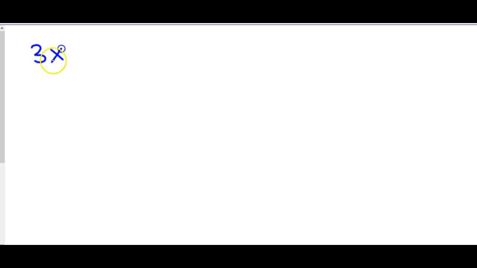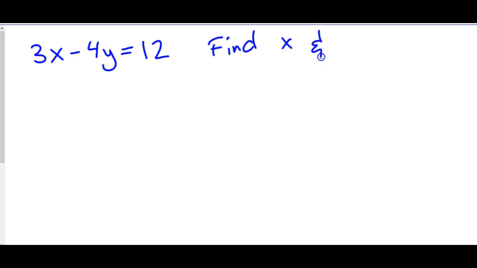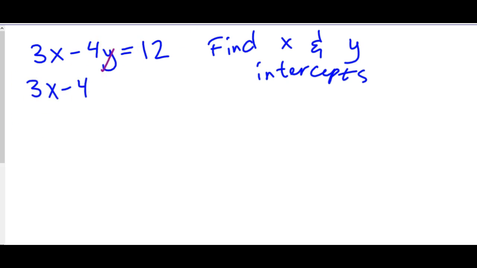Let's say we have 3x minus 4y equals 12. This is in standard form because both the x and the y are on the left side of the equal sign. So when you're in standard form and you want to find the x and y intercept and then graph it, to find the x-intercept, y would be 0. So if we made y 0, that basically means this whole piece here is going to go away.